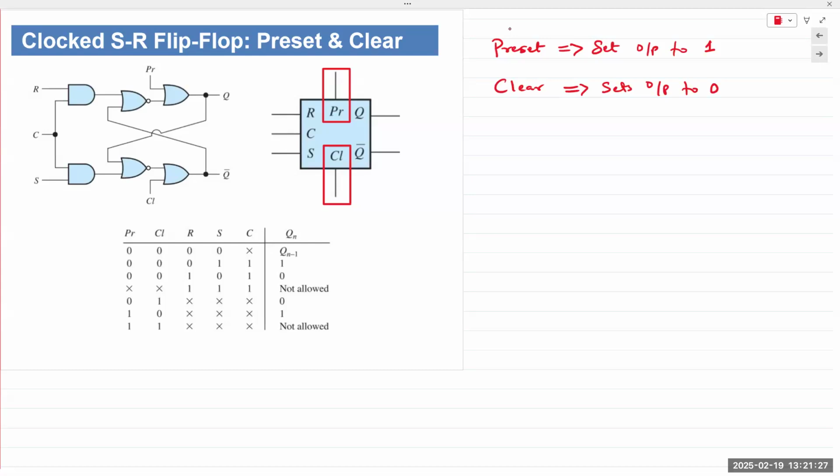It's shown in the truth table right at the bottom. If clear is 1, meaning the clear input is active, then it doesn't matter what happens in the rest of the circuit, the output will go to 0. If preset goes to 1, it doesn't matter what happens in the rest of the circuit, the output goes to 1. Hence the name preset here.